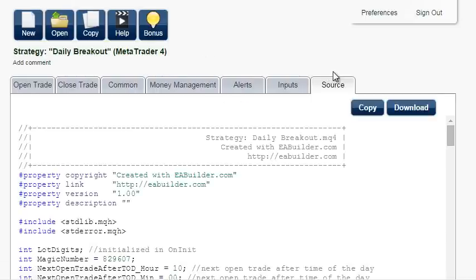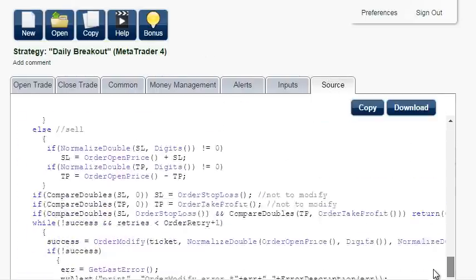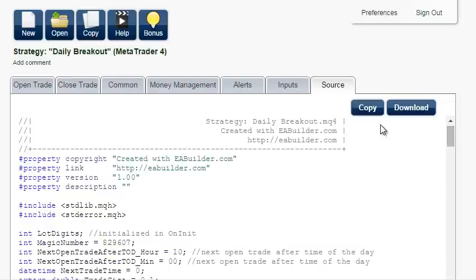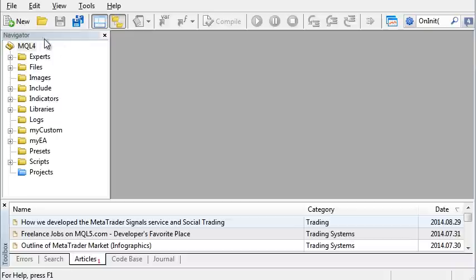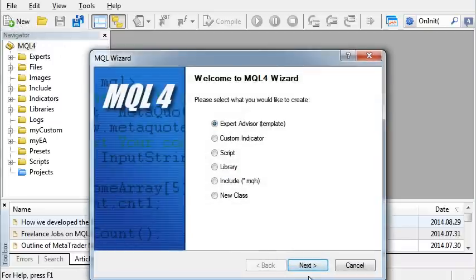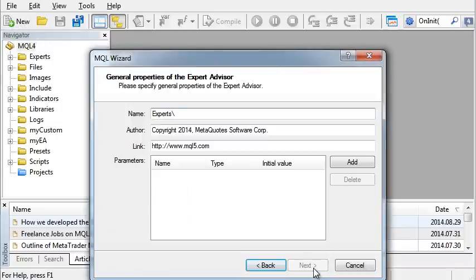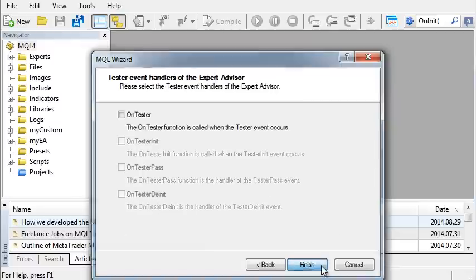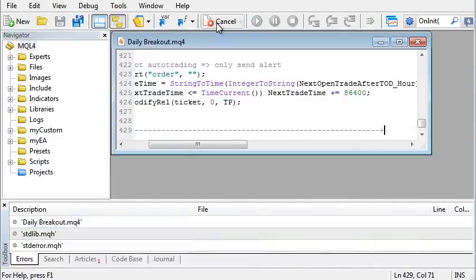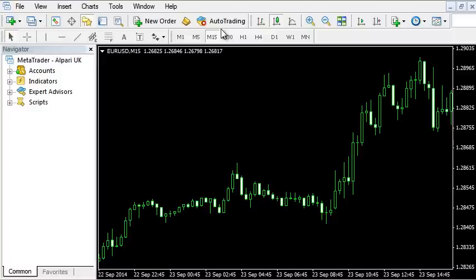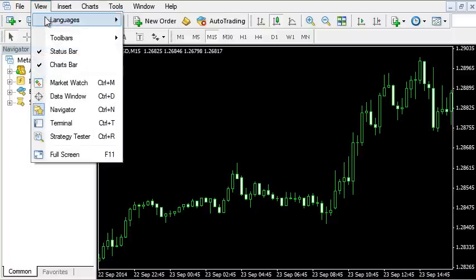The source is ready. That's pretty fast work. Copy. Create new expert advisor. Paste. Compile. Let's test it in the strategy tester.